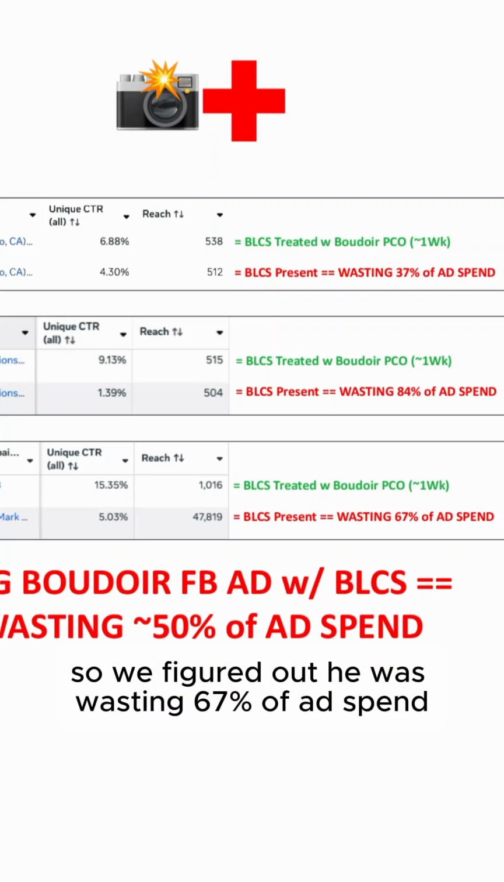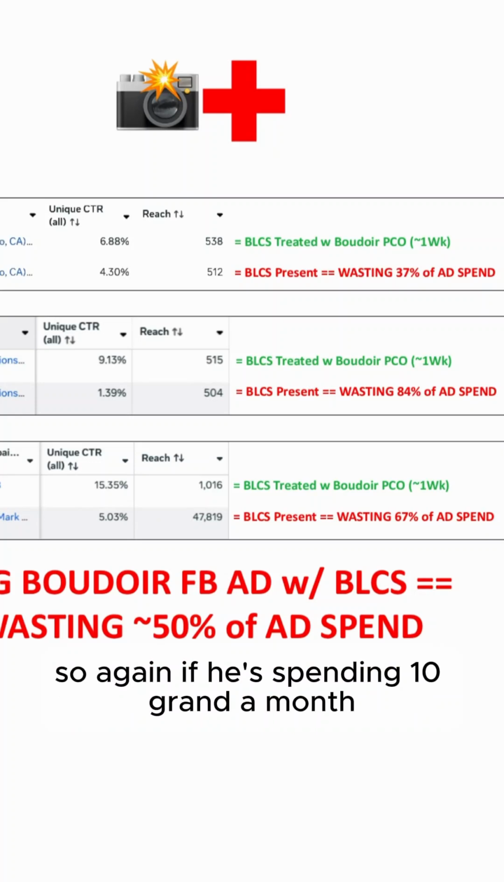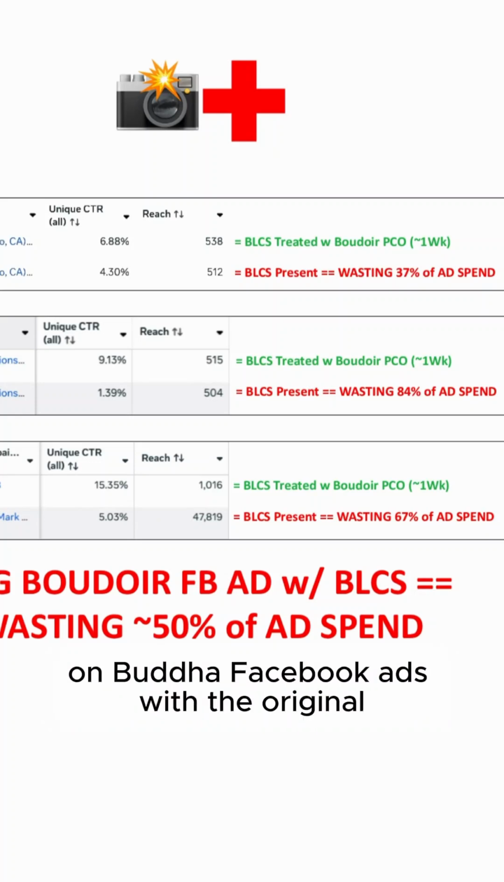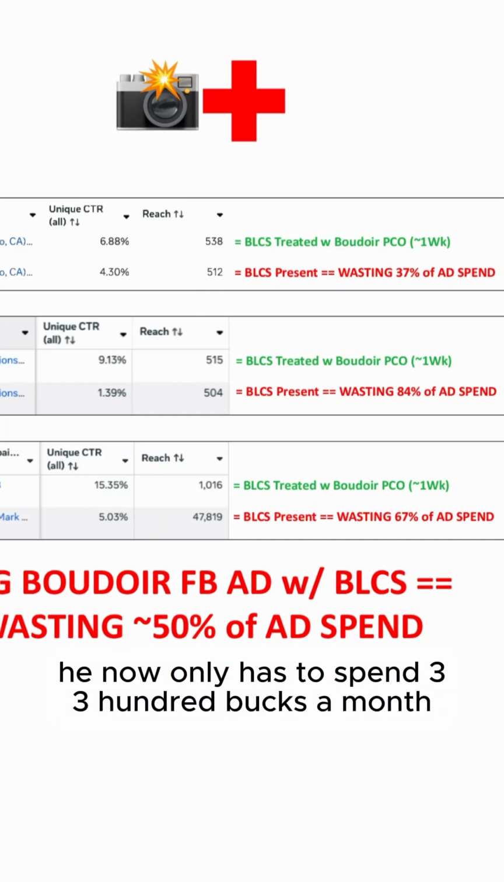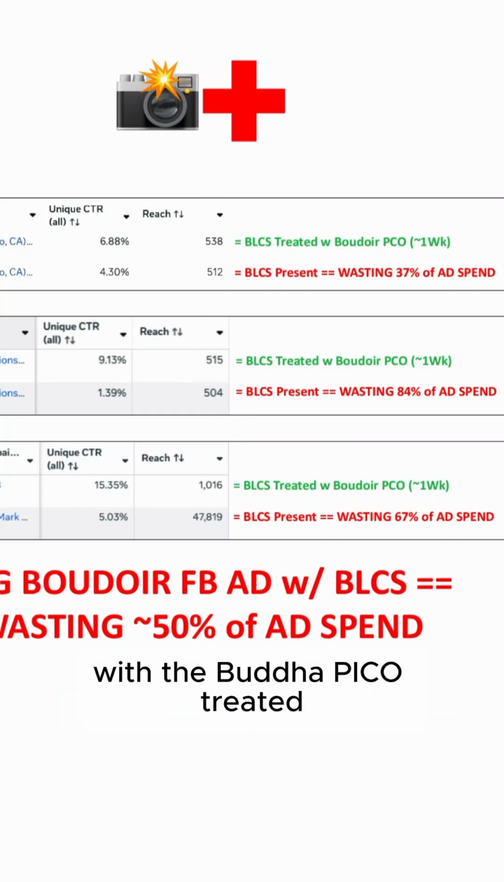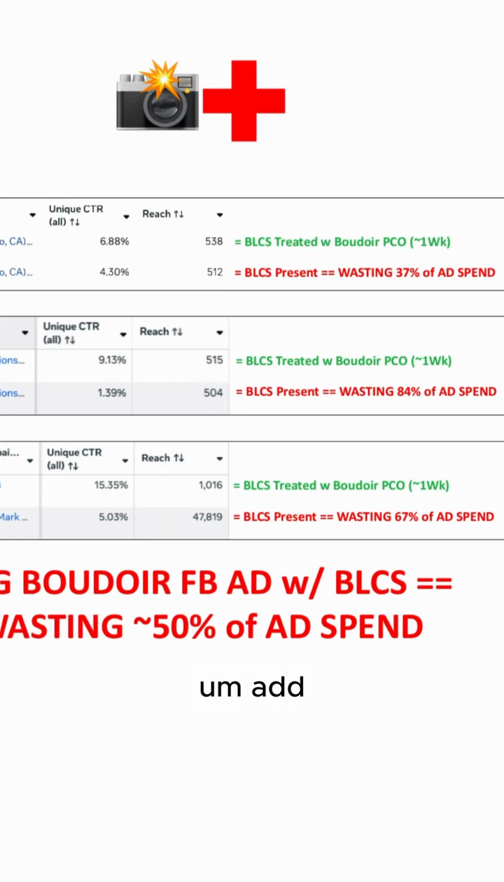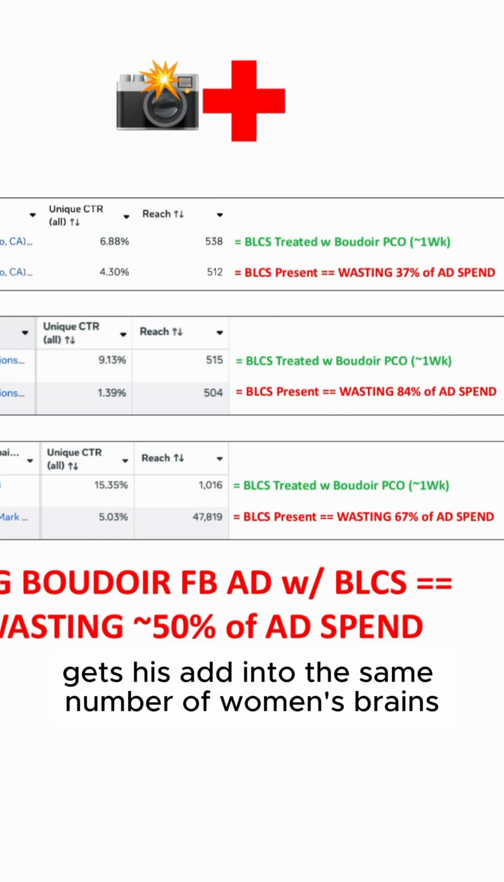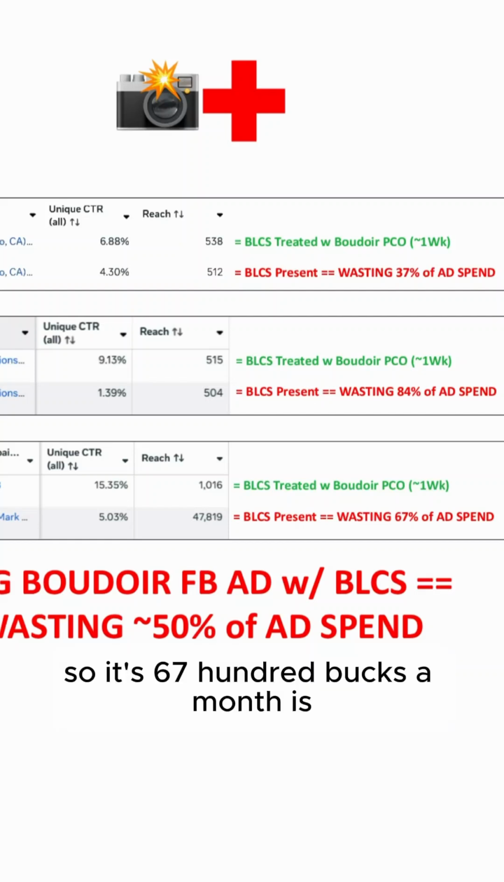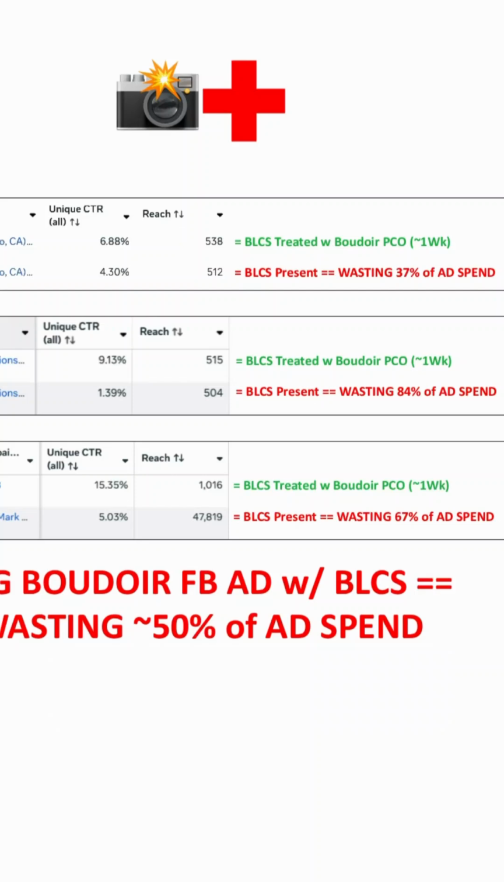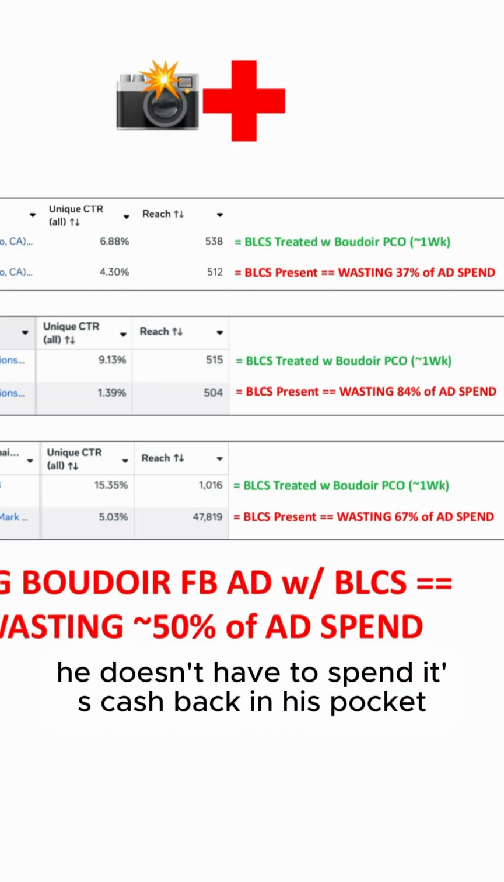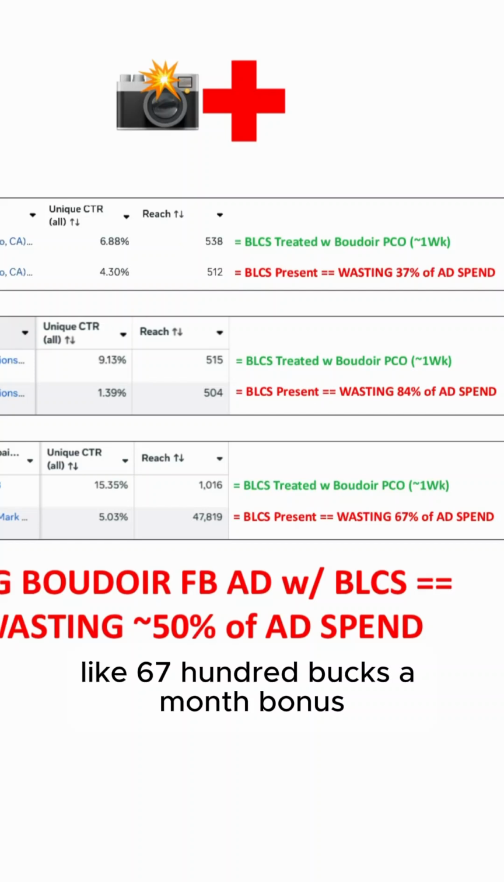So we figured out he was wasting 67% of ad spend. So if he's spending 10 grand a month on Boudoir Facebook ads with the original, he now only has to spend $3,300 a month with the Boudoir Pico treated ad, and he gets his ad into the same number of women's brains. So it's $6,700 a month he doesn't have to spend. It's cash back in his pocket, like a $6,700 a month bonus.